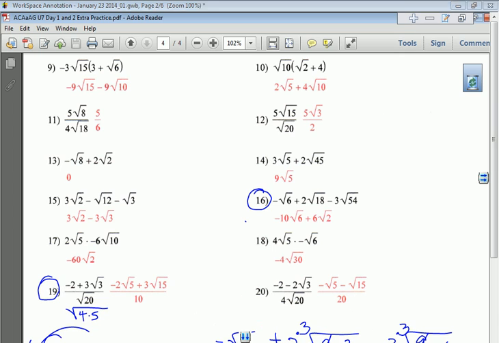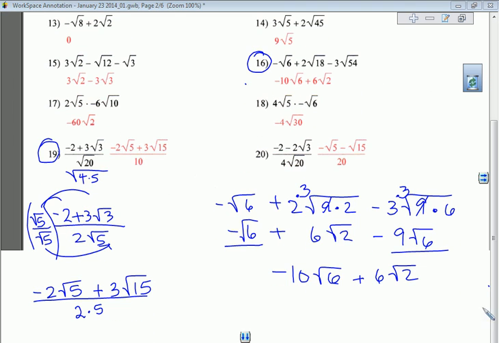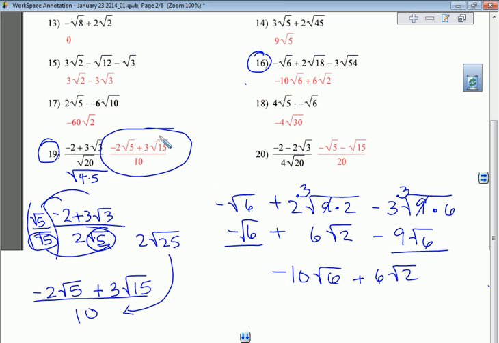On number 20, the first part you did, it's negative 2 times the square root of 5. Multiply that times the square root of 5 is negative 2 times the square root of 5. And the bottom part just ends up being 2 times the square root of 5. Well, the square root of 5 times the square root of 5 is the square root of 25, and the square root of 25 is 5. And 2 times 5 is 10. So that's where this answer came from. Okay.